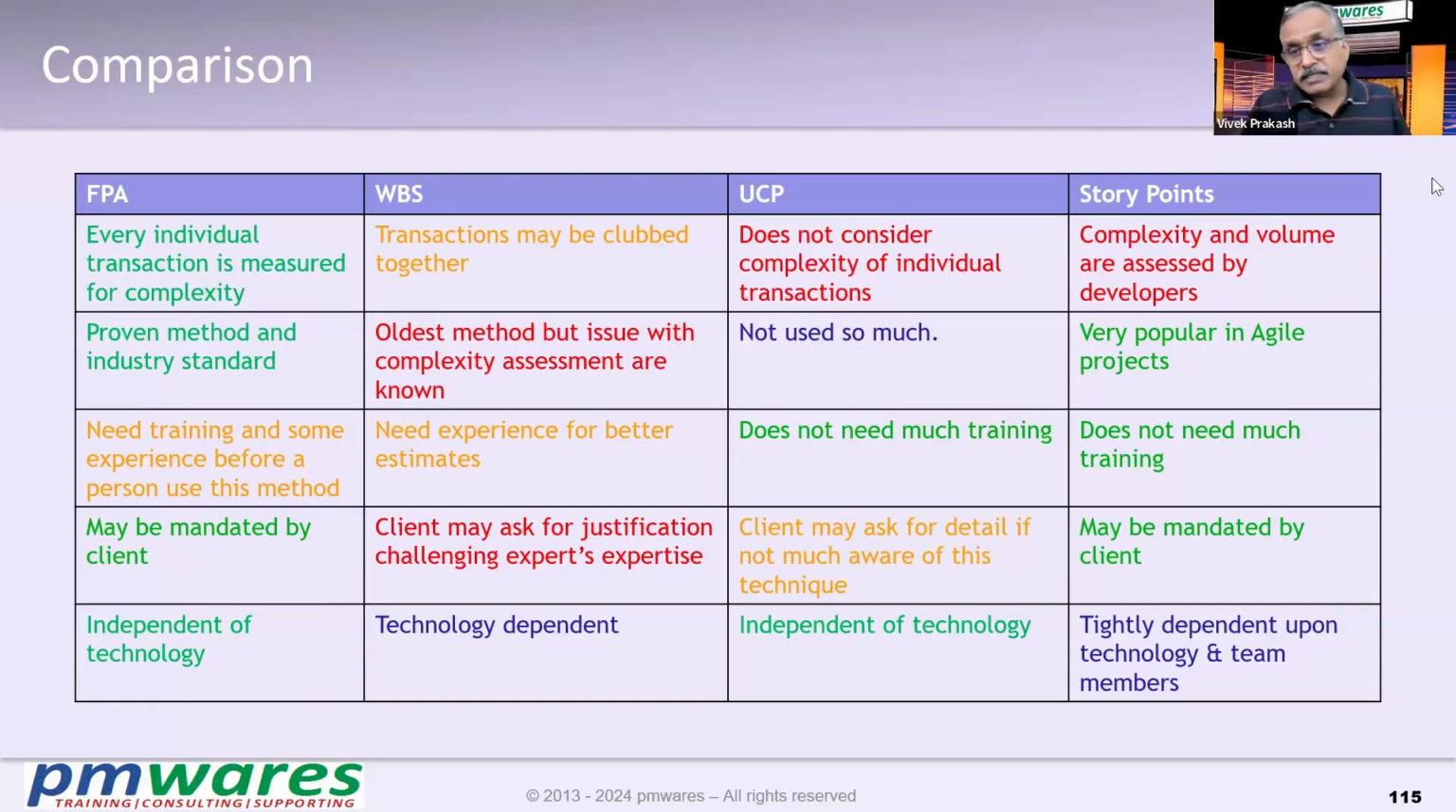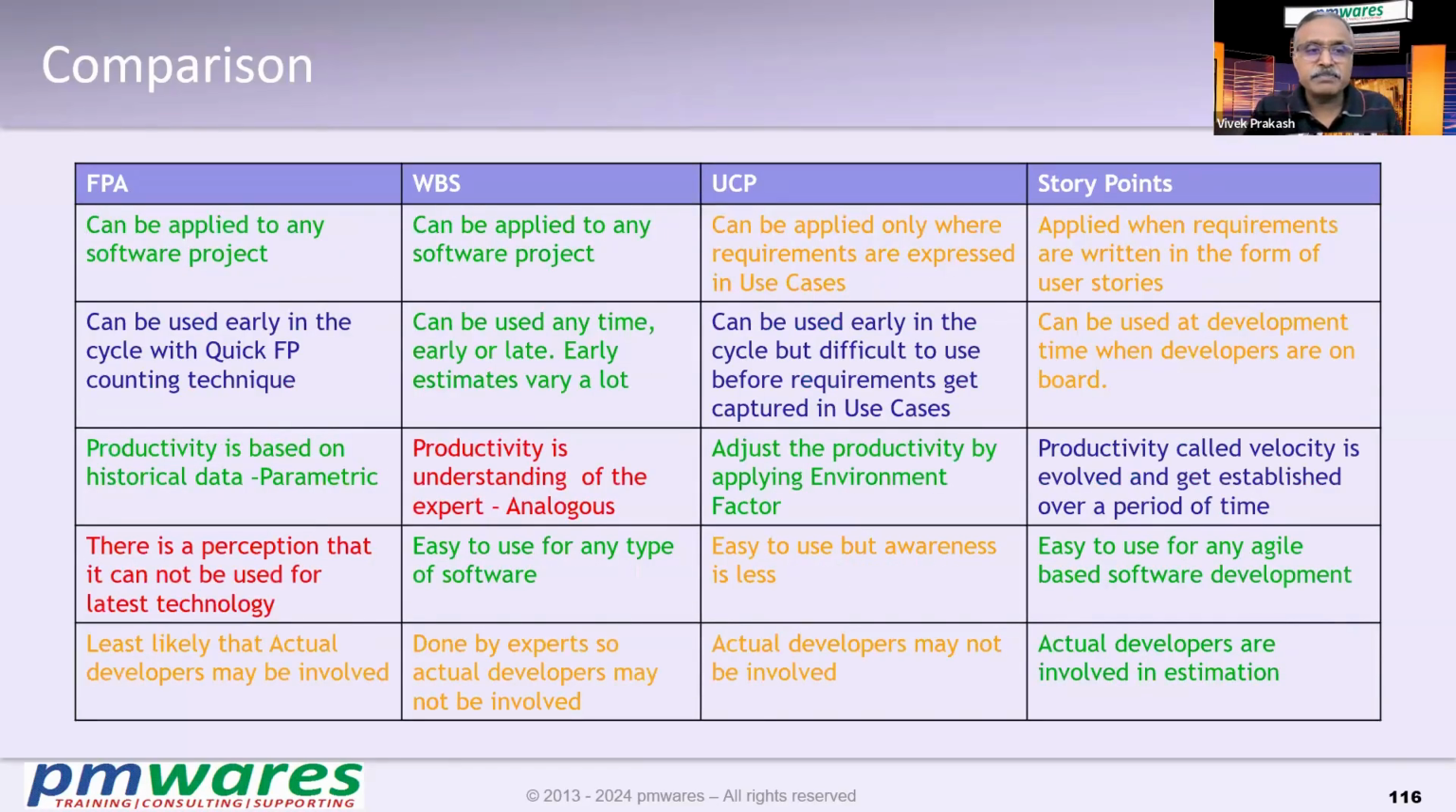FPA may be mandated by the client. The story point can also be. While WBS leads to several kinds of discussions and disagreements, because it's generally an expert's opinion. FPA is independent of technology. That's a good side, because technology independence should be there, while WBS and story points are completely driven by technologies. FPA can be applied to any software project. WBS can also be applied, but story points are largely for agile projects.